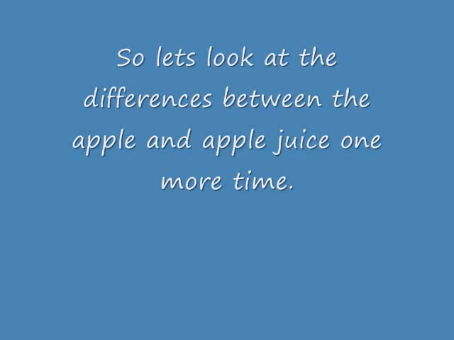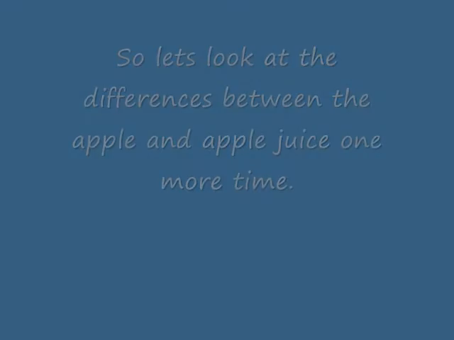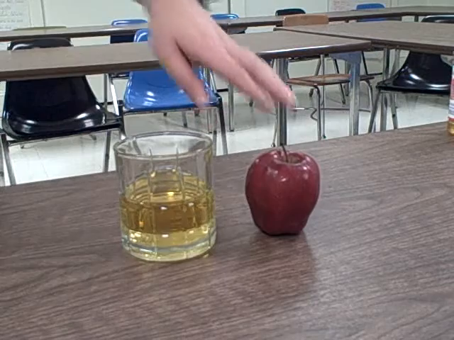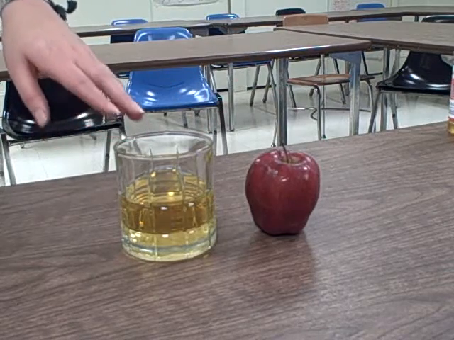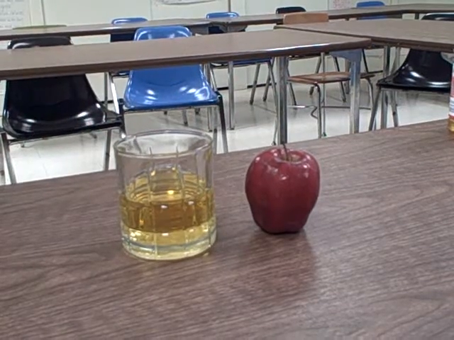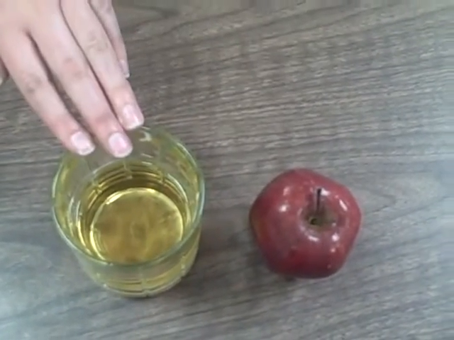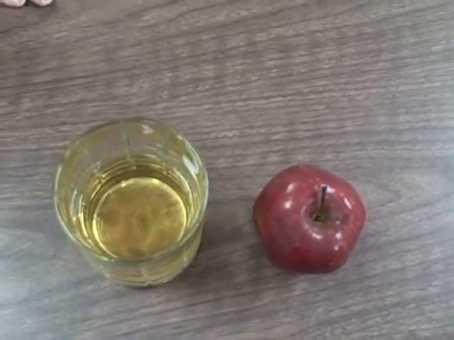So let's look at the differences between the apple and the apple juice one more time. That is why this is the solid form of an apple, and this is the liquid form. This one has kept its shape, while this one has taken the shape of its container.